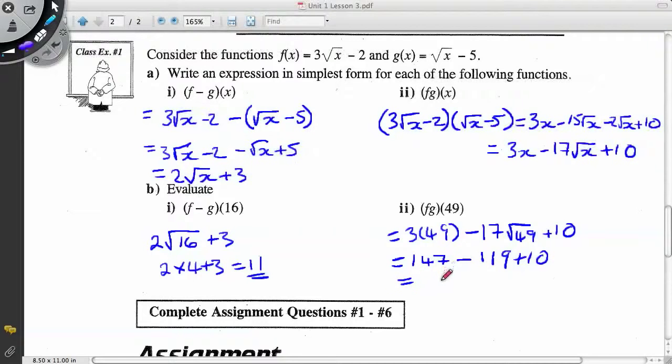And using our handy dandy calculator for all that, let's see, 147 minus 119 plus 10 is giving us an answer of 38.